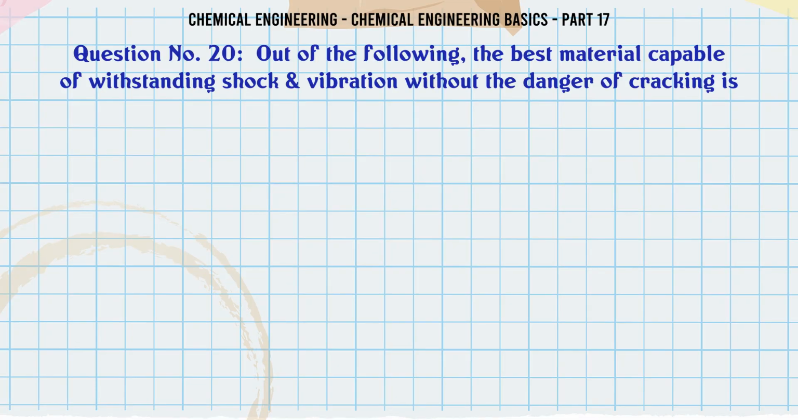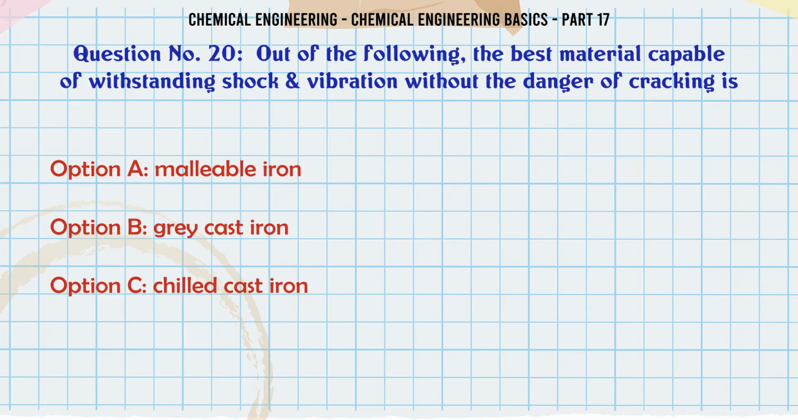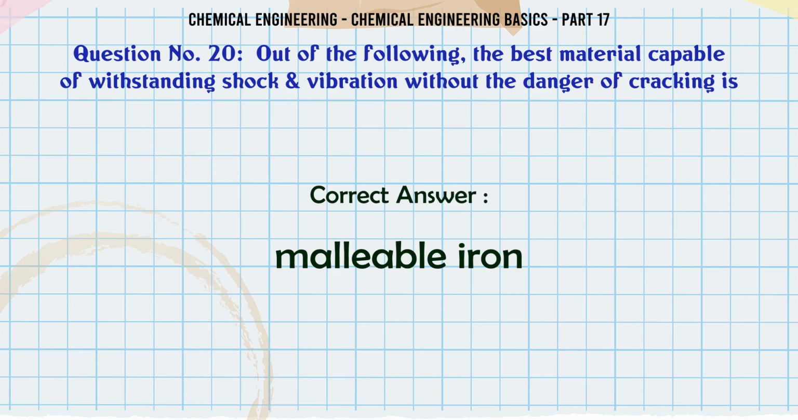Out of the following, the best material capable of withstanding shock and vibration without the danger of cracking is A. Malleable iron, B. Grey cast iron, C. Chilled cast iron, D. White cast iron. The correct answer is malleable iron.